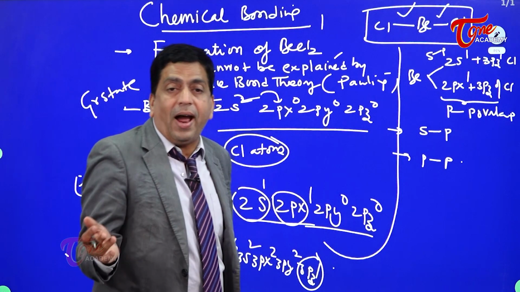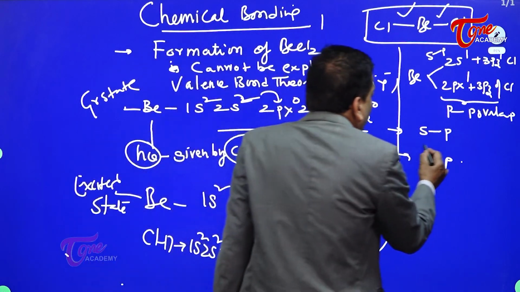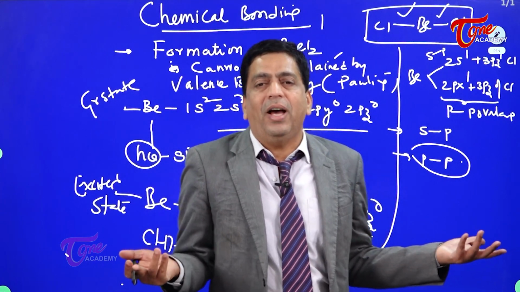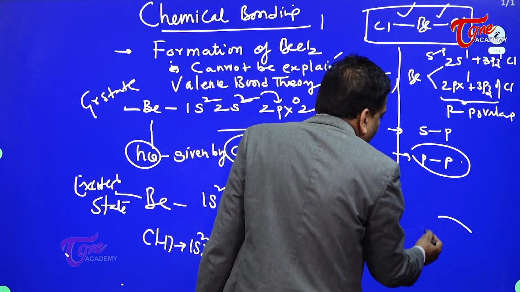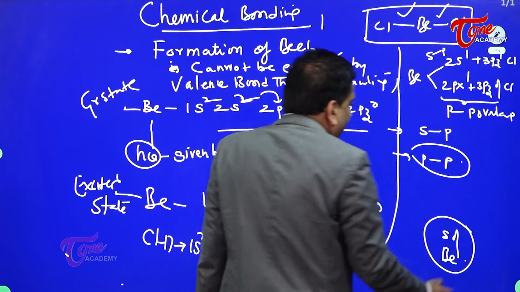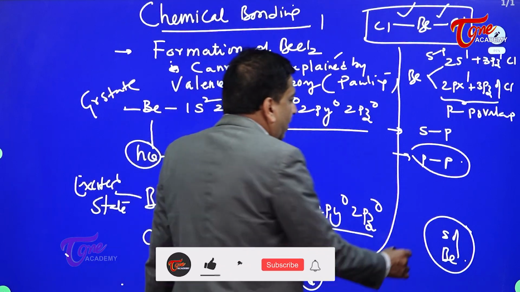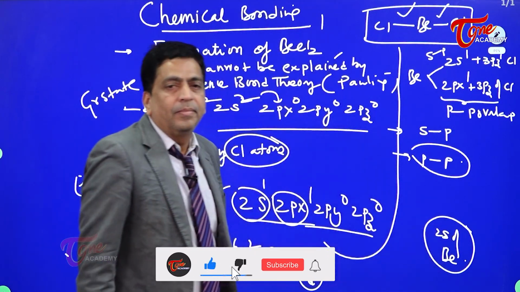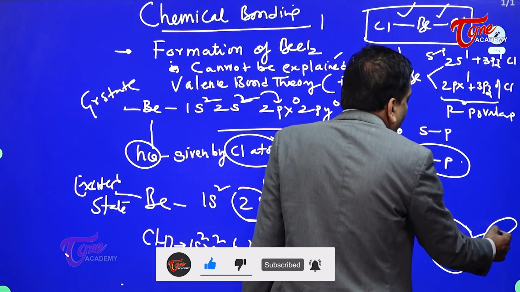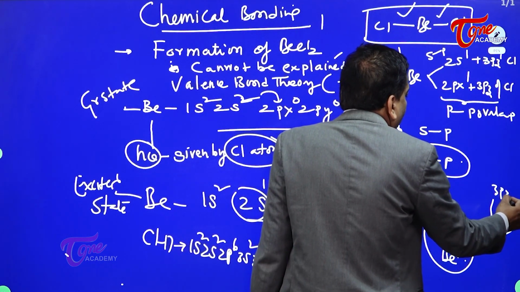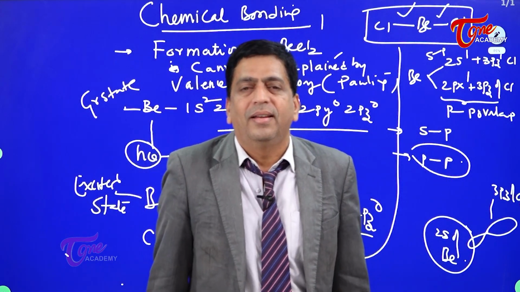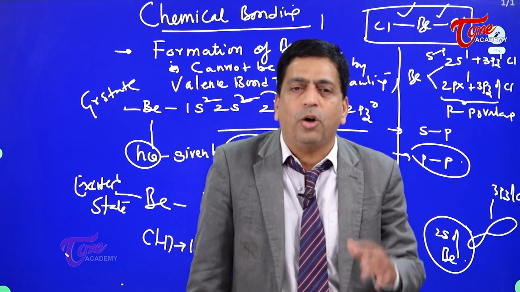If I can draw that, I have no issues with p and p, but s and p, now this is the s. This is the s of beryllium, the 2s of beryllium. And this is the p, the 3pz of chlorine. And p is a directional orbital, so I call it a vector.